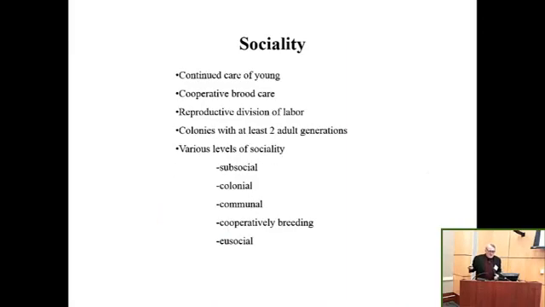Okay, so sociality, just for a little background here. There are 4 different criteria: continued care of young, cooperative brood care, so it's not just a single individual, a queen or a mother, a reproductive division of labor, and colonies with at least 2 adult generations. Now the different levels of sociality: you have pre-social, subsocial, colonial, communal, cooperative breeding, and then eusocial.